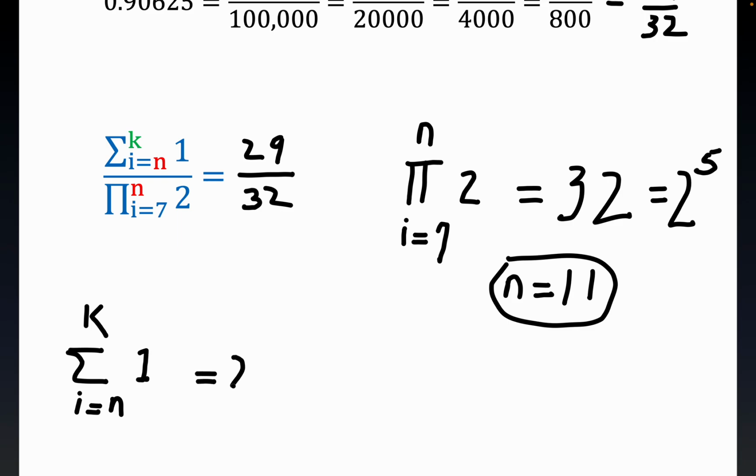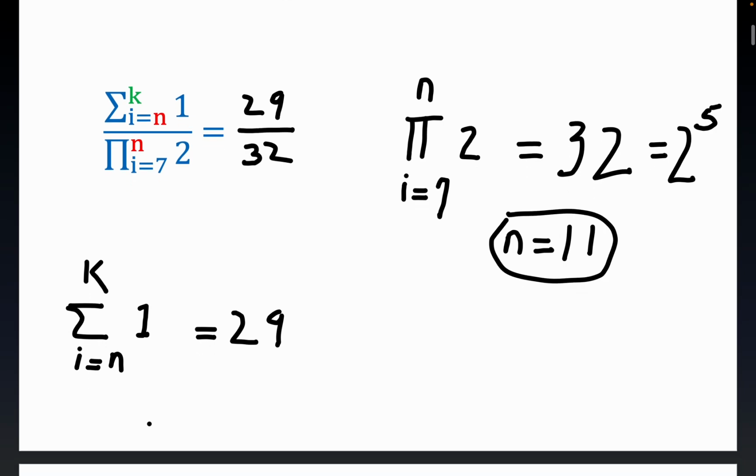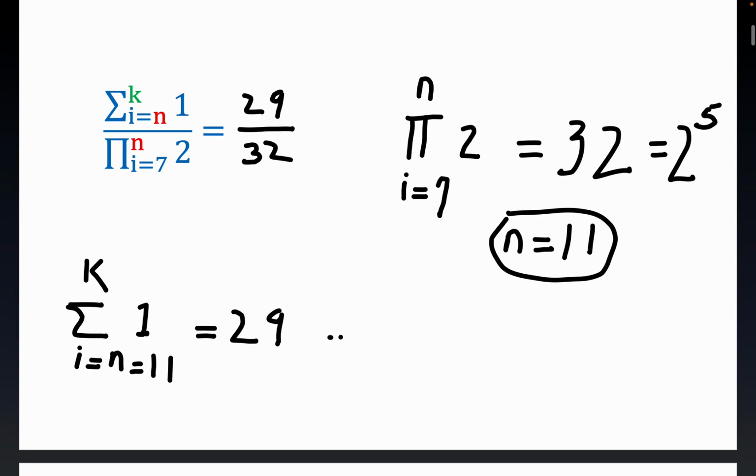Now, in a very similar fashion, we already know that n is equal to 11, right? From this work over here, we know that n is equal to 11. And in the same kind of fashion, we can see that k must be 39. This implies that k has to be 39. And again, it's exactly the same kind of reasoning. Think about this. 39 minus 11 is 28, but you add 1 to that to get 29.